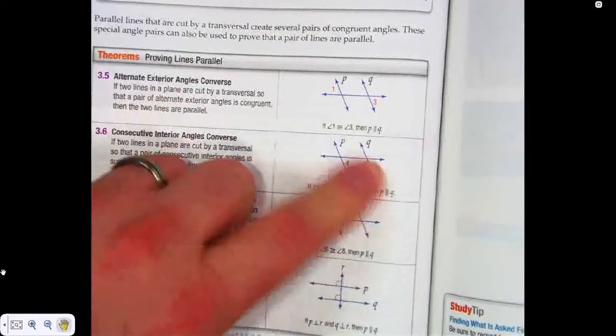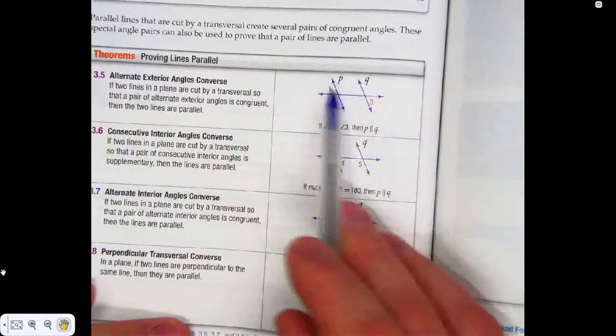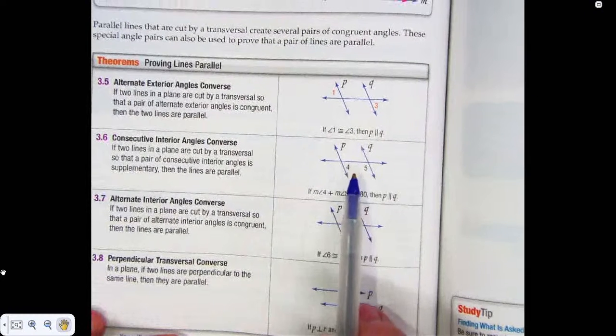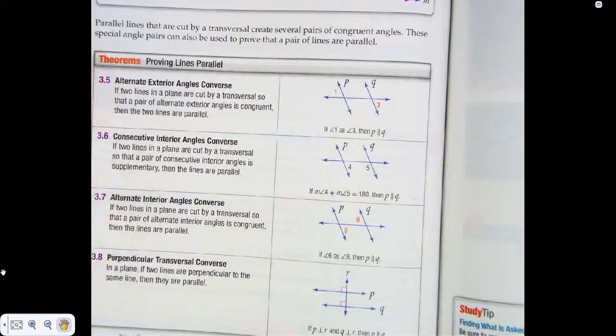As you can see in these theorems, they call this the alternate exterior angle converse. If you can find alternate exterior angles to be congruent, then you know these have to be parallel. If you can find one set of consecutive interior angles that are supplementary, then those two lines have to be parallel. So on and so on. You only need one set.